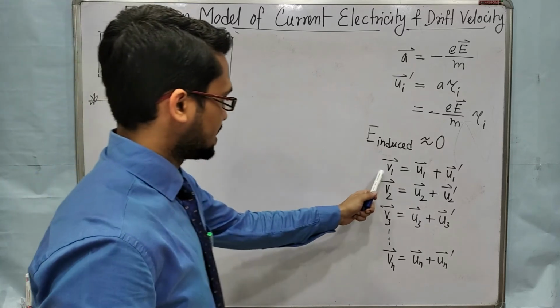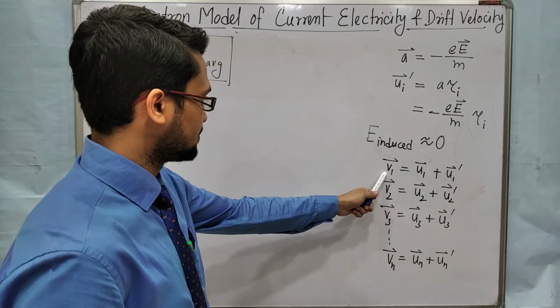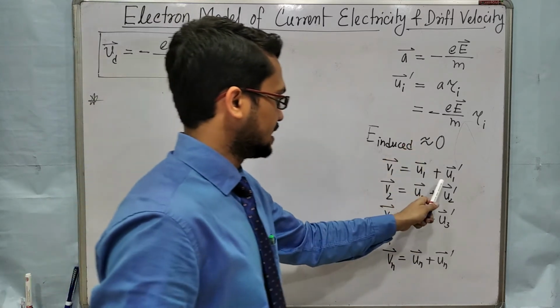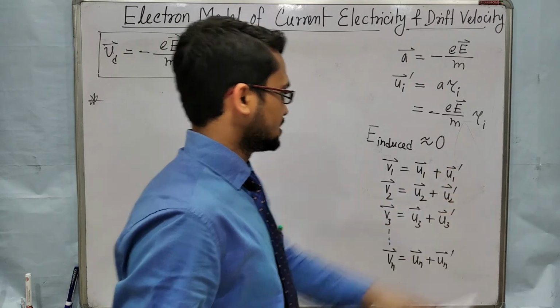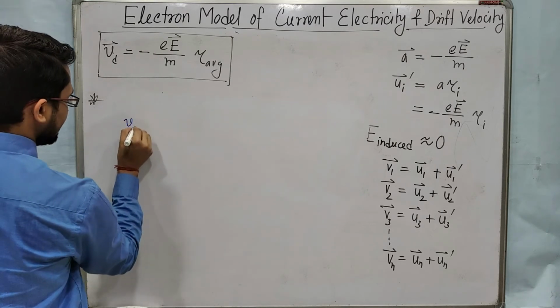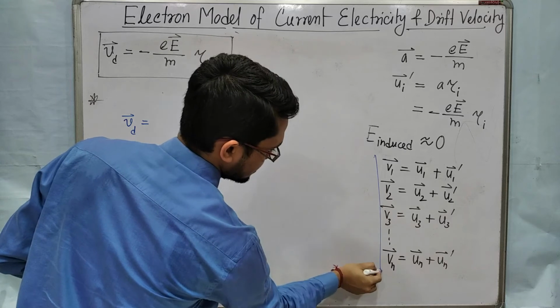So the first electron will have this velocity. First quantity is the thermal velocity, and the second quantity is the velocity due to the external electric field. So drift velocity Vd is basically the average of these velocities.